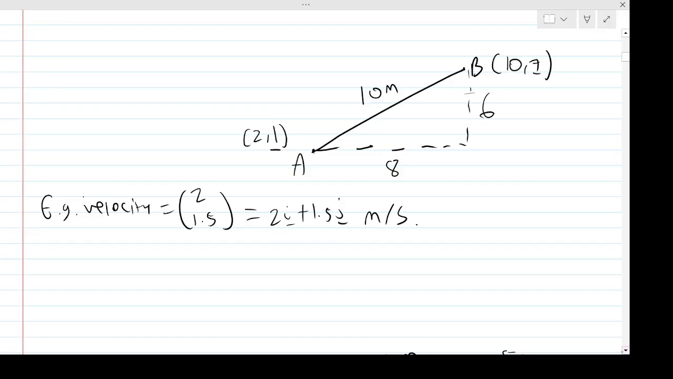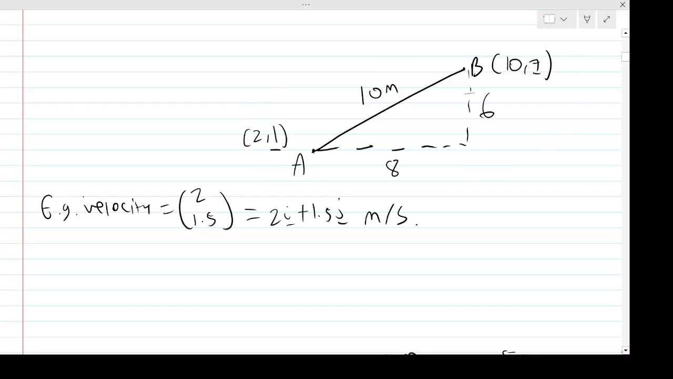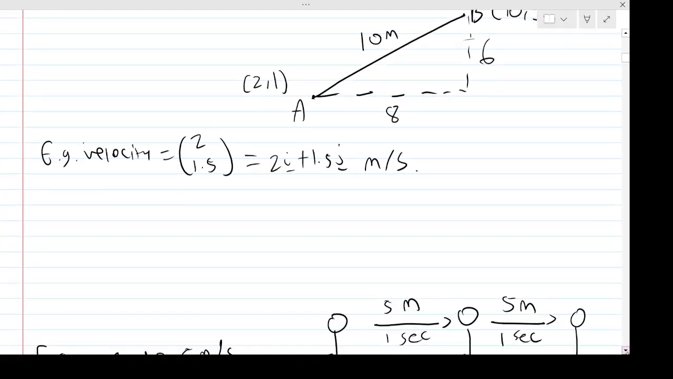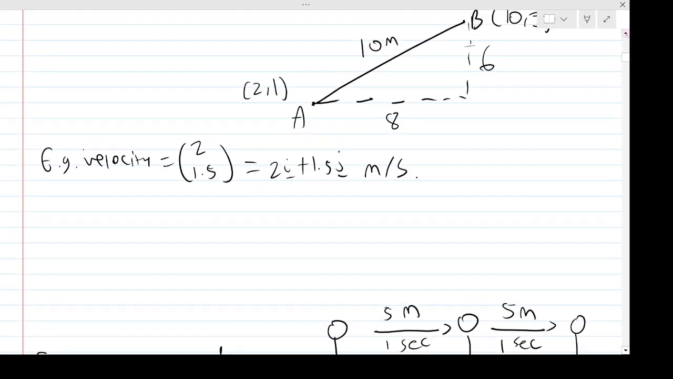But what does this mean, right? In terms of this journey, if I'm moving from point A to point B, from point 2,1 to point 10,7, and I'm moving 8 across and 6 up overall, what exactly does this velocity mean? It's analogous to this speed example. With velocity, it's the same thing. It's telling me if I'm starting at point A, I need to move by this vector every second. So I'm going to add this vector on to the point every second.